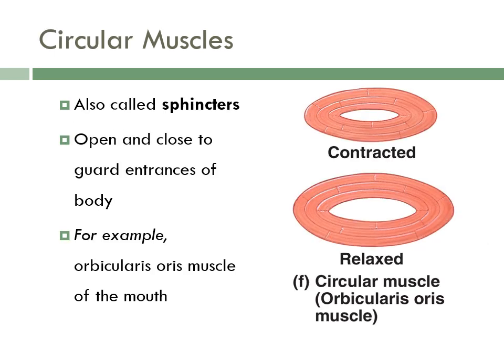Circular muscles are exactly what they sound like. They have fascicles that are arranged in a circle. We also call them sphincters, and they open and close to guard entrances of the body. The orbicularis oris is a muscle that wraps around the mouth and allows you to open and close your mouth. They are wider when relaxed and smaller when contracted. We also have the orbicularis oculi, which looks very similar and wraps around your eye, so that when it's relaxed, your eye is open, and when it's contracted, your eye is closed.